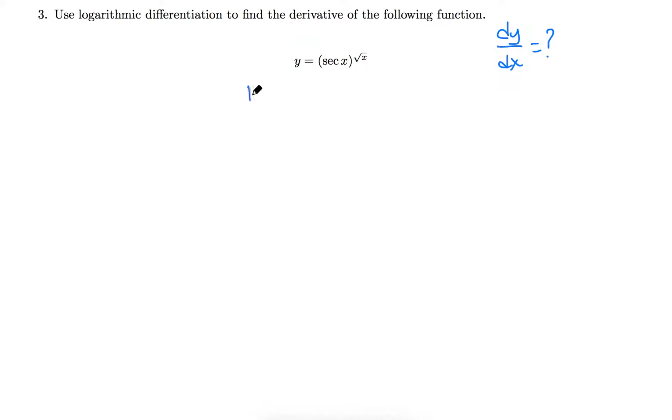So we have natural log of y on one side and a natural log of secant x to the power square root of x. Now we know with the logarithmic rules that if we have a power inside the logarithmic function, we can actually bring the power in front. So here we have ln y equals square root of x times ln of secant x.